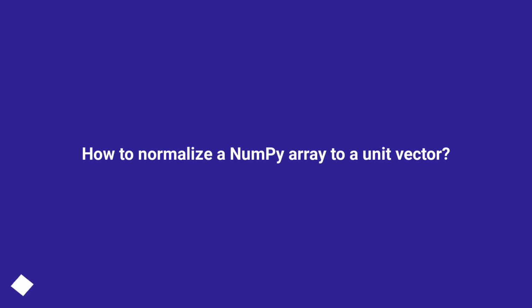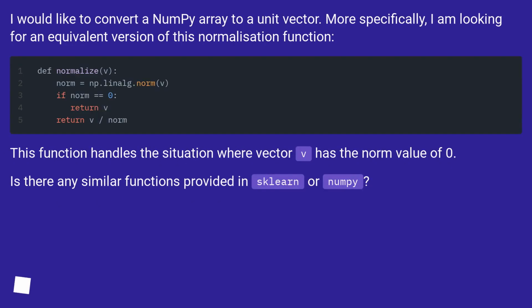How to normalize a NumPy array to a unit vector. I would like to convert a NumPy array to a unit vector. More specifically, I am looking for an equivalent version of this normalization function.